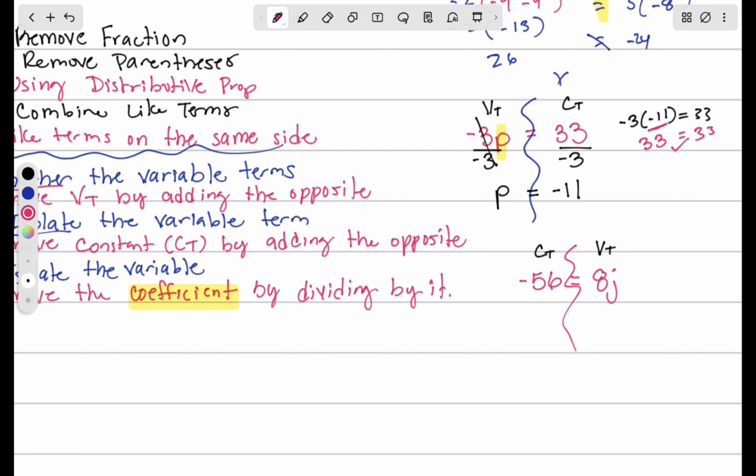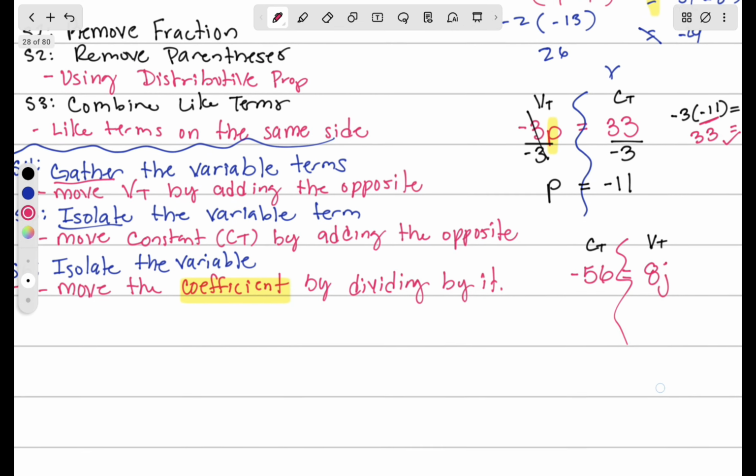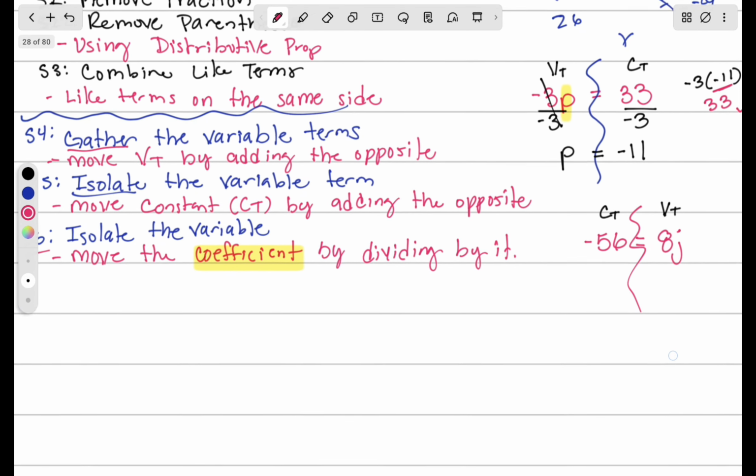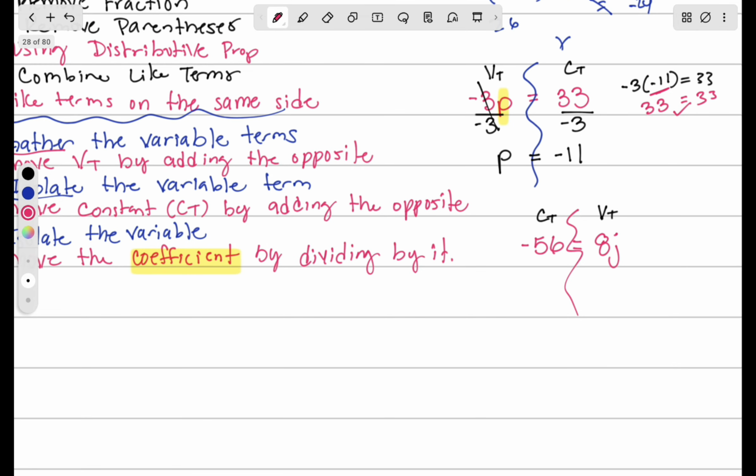All right. Rule 5. It says isolate the variable term. Can we isolate the variable term? Who's over there with the variable term? J is a part of the variable term. So the variable term is already on the side by itself. Ain't that right, Brooklyn? It's already by itself.